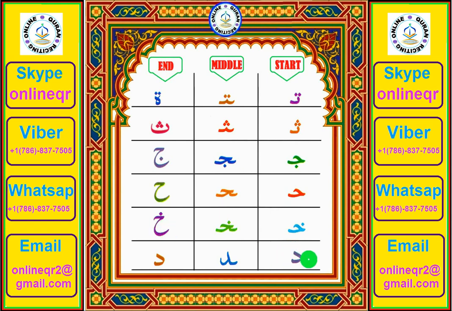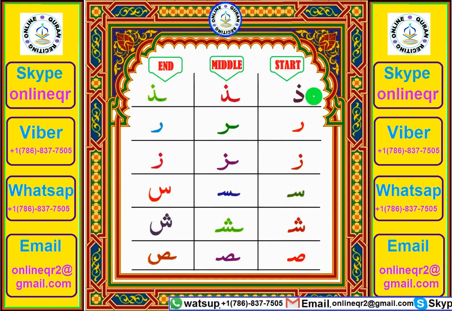This is Dal. When it is used in a sentence, this is the shape of start. In the middle, like this, and in the last, the shape of Dal, like this.